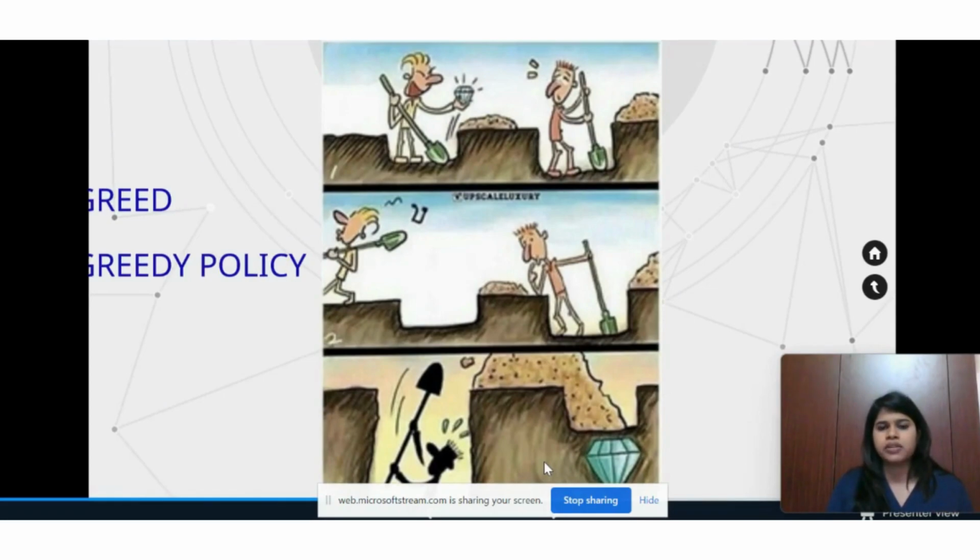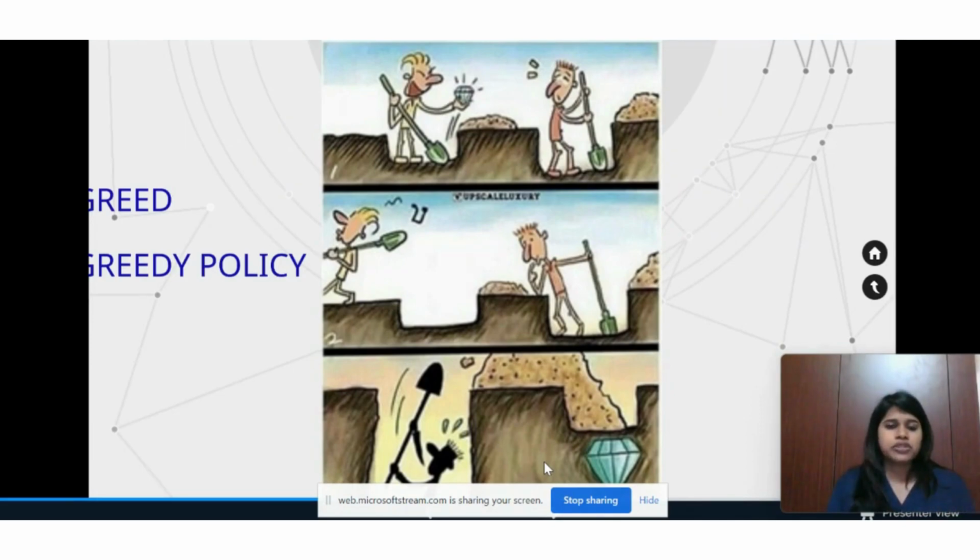Say you and your friend are going to dig the ground to get something valuable. Your friend is digging the ground and getting a diamond, whereas you are digging the ground and you are not getting anything. In that case, what will you think? You will dig in the same hole that your friend was digging to get another diamond. But whereas, if you look into the hole in this picture, deeper in your own hole itself, you can find a bigger diamond than your friend's.